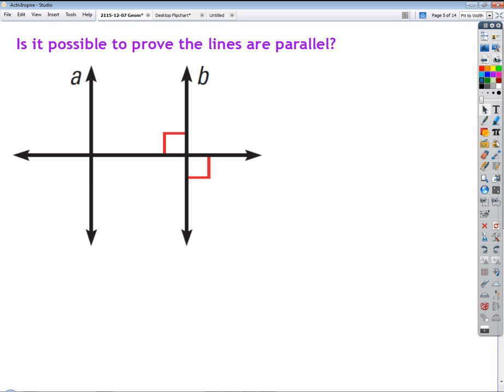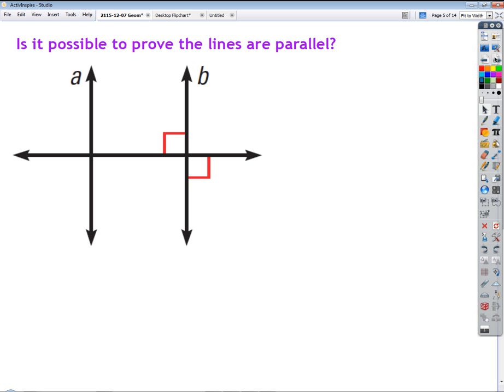Yes. Sure looks like it, doesn't it? No. Okay, I heard a no. You say no? Who said no? Justin. Okay, how come? Because you don't know the angles on the other side. Honestly, we don't know anything about A, do we?